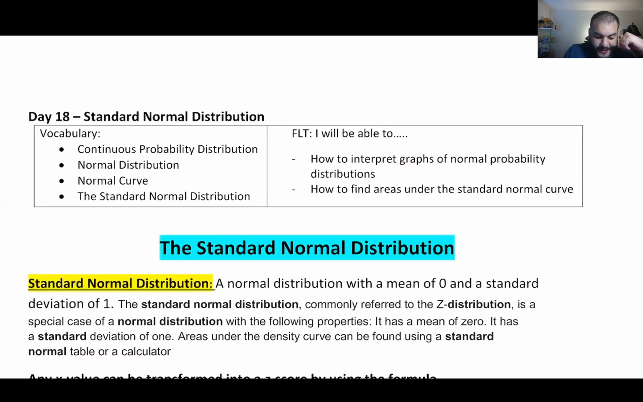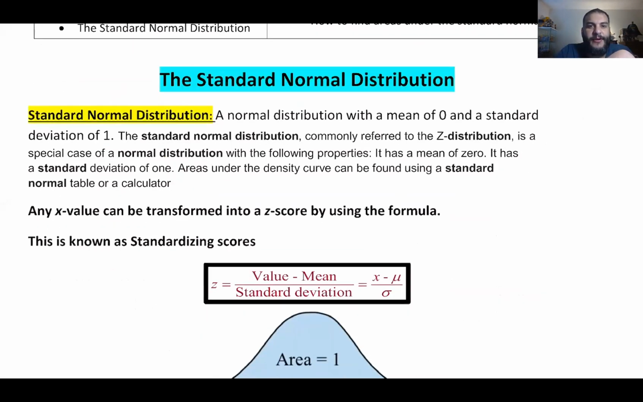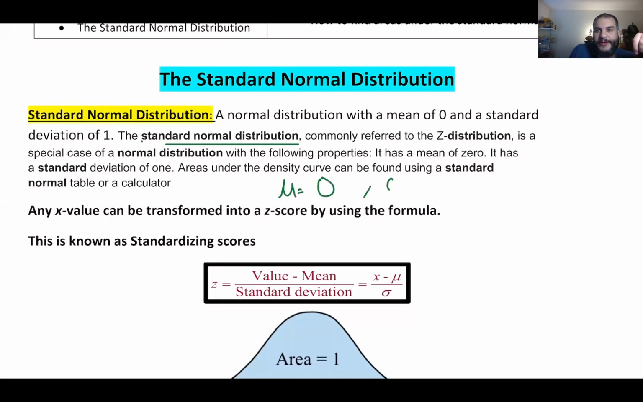Cool. All right. So today we're going to learn about the standard normal distribution. Whenever we talk about a standard normal distribution, that means the mean is equal to 0 and the standard deviation is equal to 1. So whenever we know it is a standard normal distribution, the mean is automatically equal to 0 and the standard deviation is automatically equal to 1.